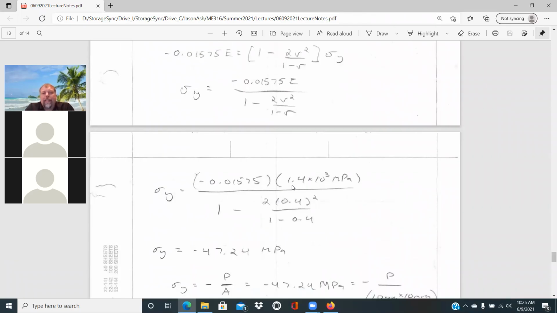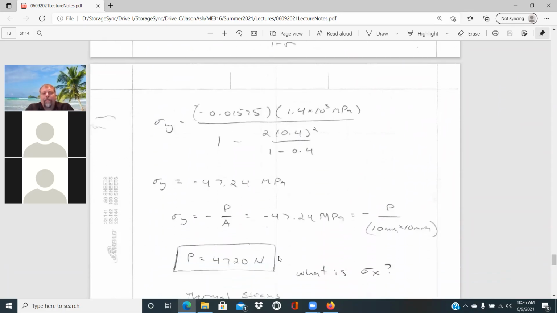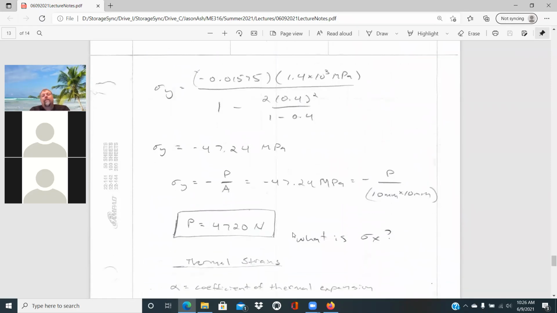I did this in terms of megapascals, so 1.4 times 10 to the third megapascals for the Young's modulus, and 0.4 for the Poisson's ratio. Everything just collects in there, and you find that sigma y is equal to minus 47.24 megapascals. So it is in compression. We really needed to make use of the full 3D Hooke's law in order to calculate what the stress was in the y direction. We would not be able to do that with the 1D loading condition methodology, because we had to take into account Poisson's effect.